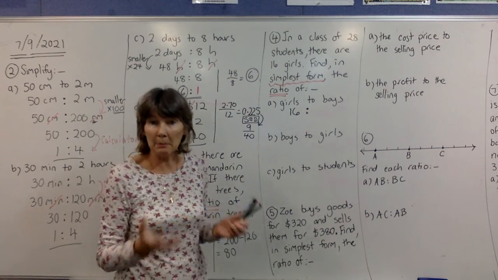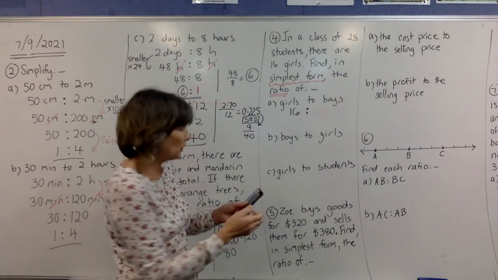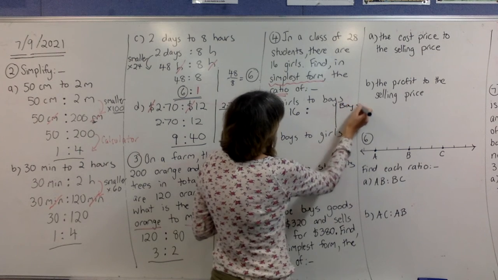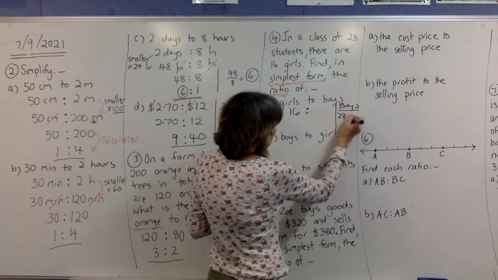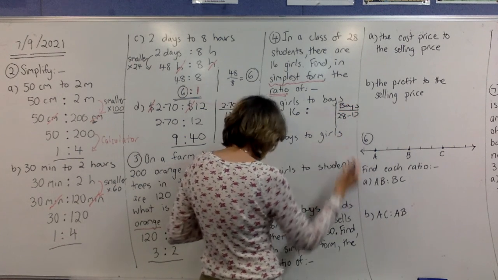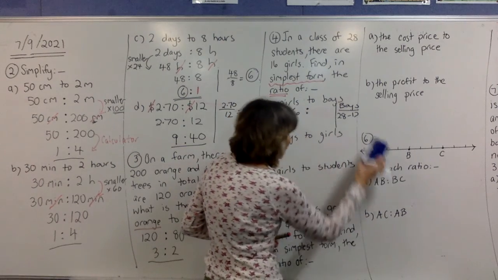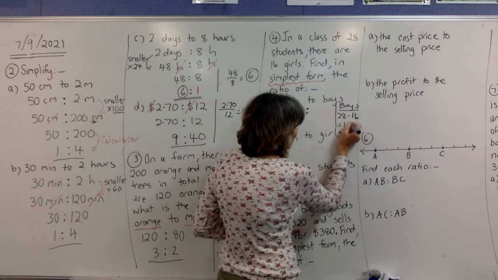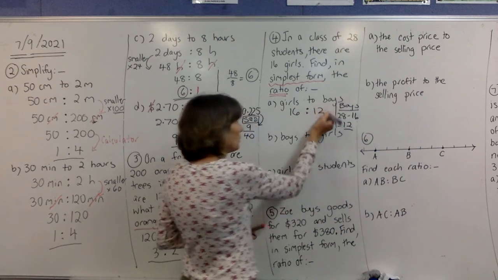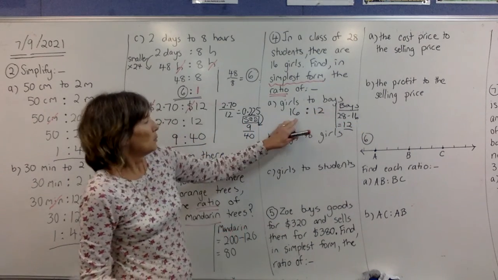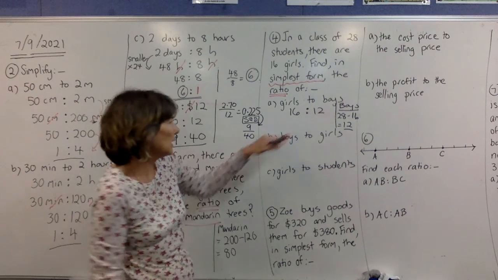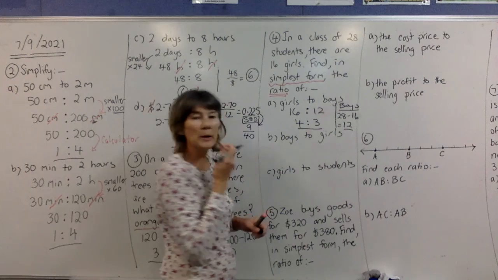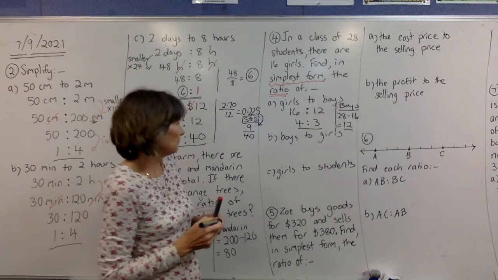Well, there's 28 people altogether, and 16 of them are girls. So to find the boys, let's go to the side. We would do 28 take away 16. Sorry, I'm trying to work it out in my head as I'm going, aren't I? Take away the 16 girls, and you'll end up with 12 boys. So then we can put it in over here. Put that in your fraction key on your calculator, and you're going to end up with 4 over 3, which we write as a ratio 4 to 3.